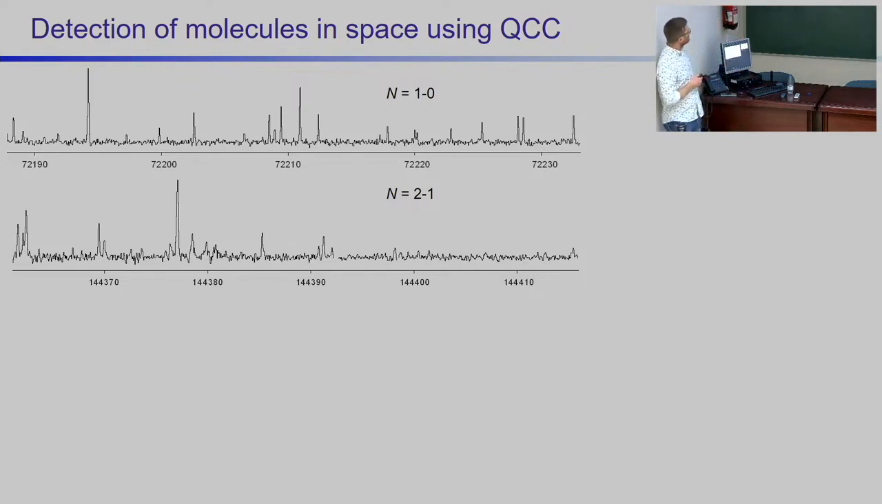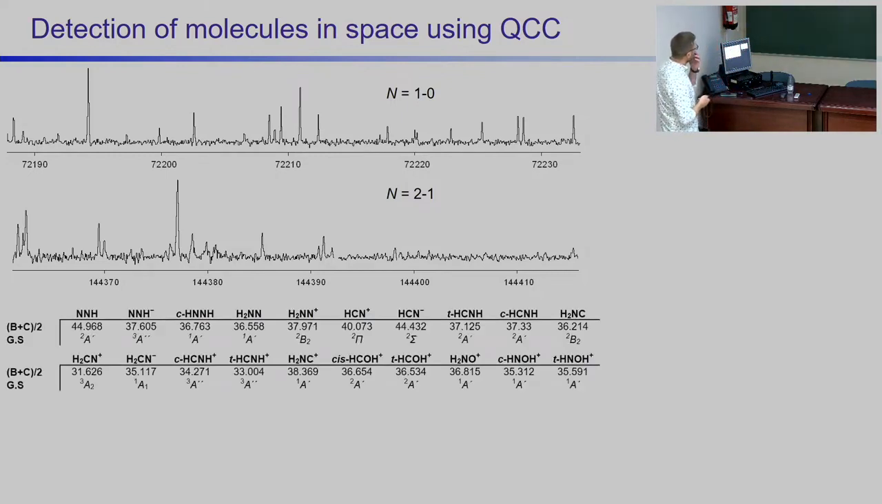From the relation between the frequencies, we derive a value for B plus C over 2, where B and C are two rotational constants, of around 36.1 gigahertz. So this number gives us some information about the geometry of the molecule. Using quantum chemical calculations, we predict this value, B plus C over 2, for all the candidates that we believe could be the carrier of this group of lines.